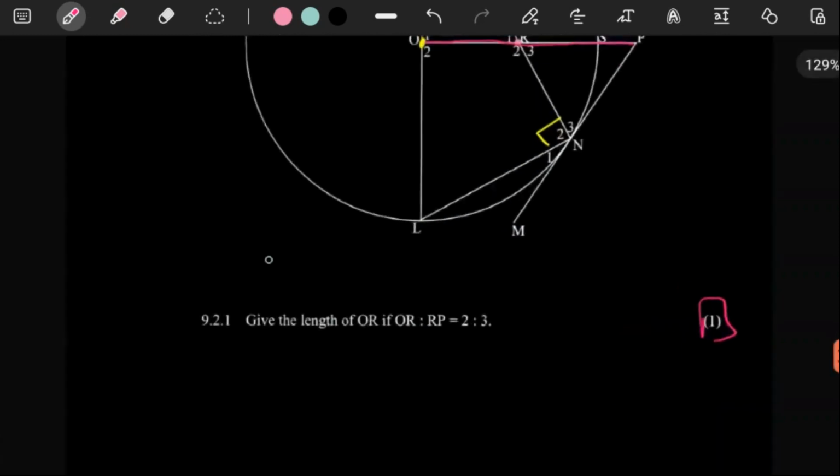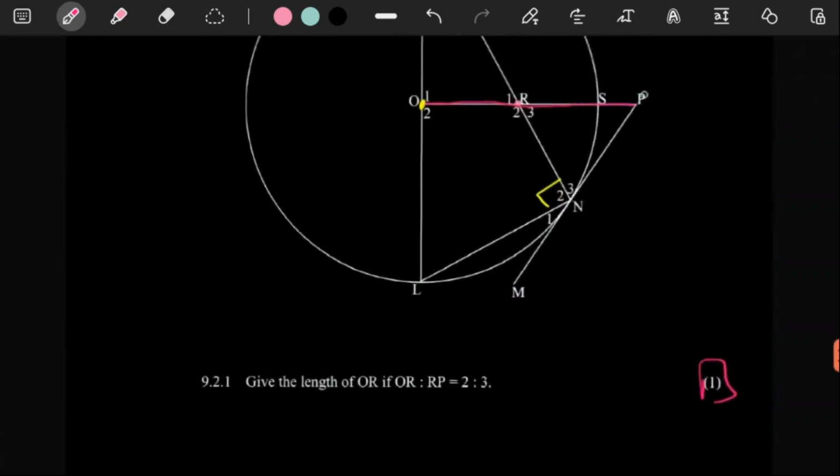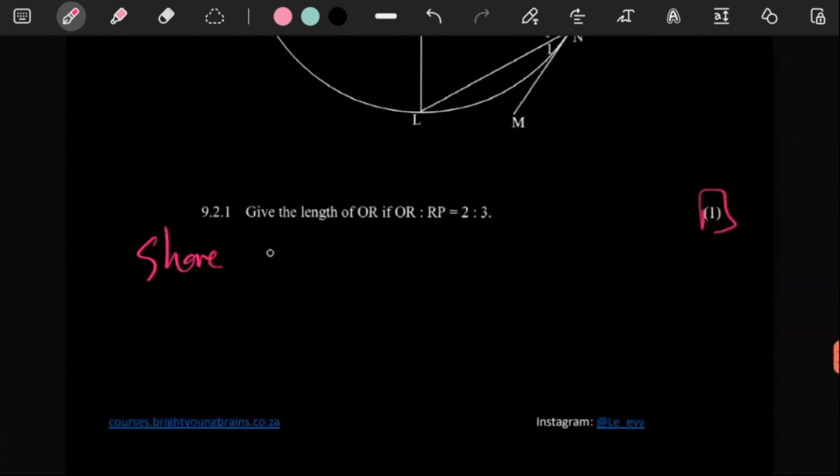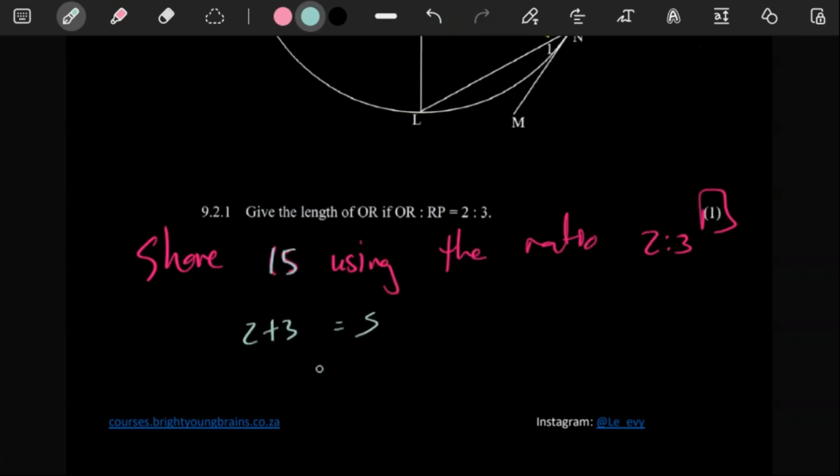Okay, so remember, the whole length is 15. Now they want you to get the ratio of OR and RP. So you need to share 15 using the ratio 2 to 3. All you do is add the 2 and the 3 together, you get a 5. And then all you say is 2 over 5 times the 15, 3 over 5 times the 15. So you're going to get 2 answers. This is going to be 30 over 5.